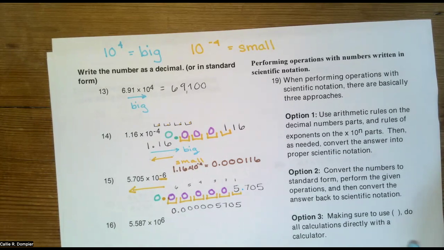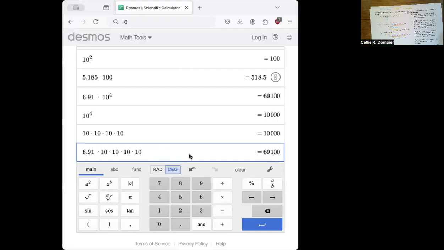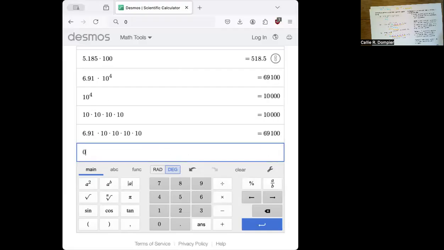Oh, okay, maybe our calculator will show this a certain way. What if I just type in all those zeros? 0.00005705. No.